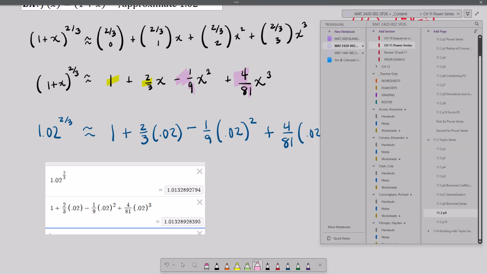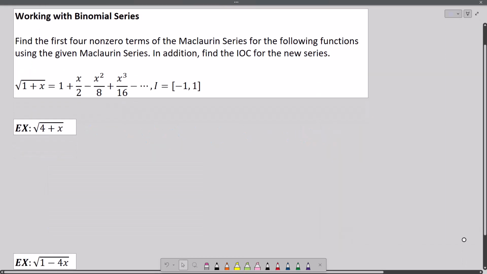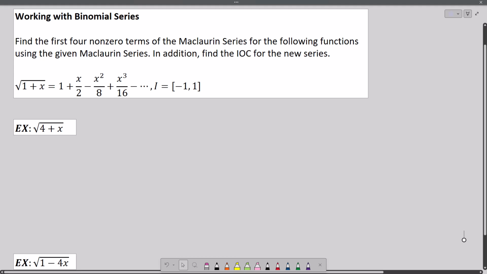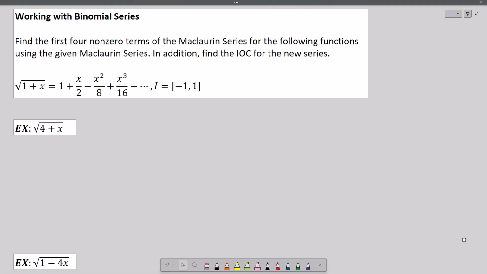All right. Well, this one is asking us for the first 4 non-zero terms of the Maclaurin series. So that means centered at 0. So find the first 4 non-zero terms of the Maclaurin series for the following function. This is a Maclaurin series just because it's centered at the origin. We now want to create a Maclaurin series for this, so that means we want it centered at the origin.